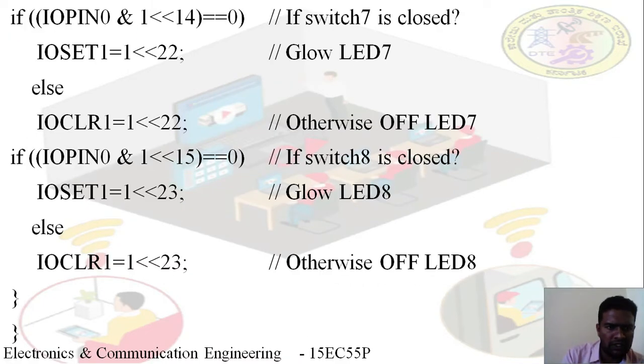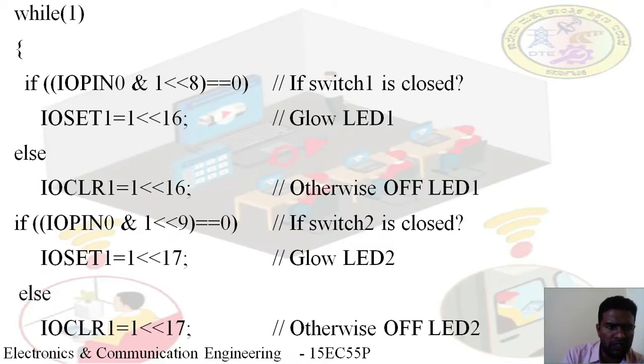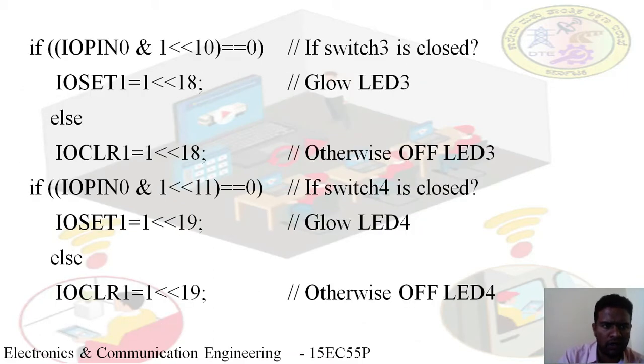After checking the 8 switches, it will go back again to the starting of this while loop. It will keep on checking from switch 1 till switch 8 infinitely. If they are on, if they are closed, the LED will get turned on. If the switches are open, the LED will get turned off.